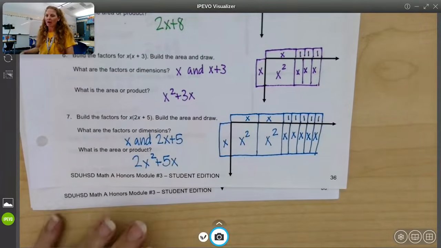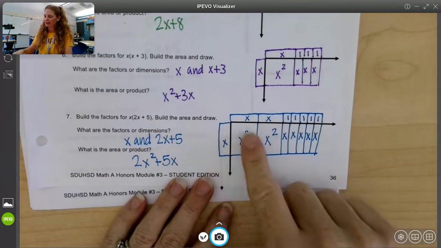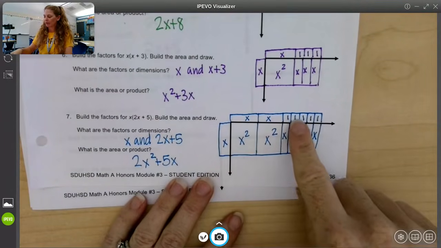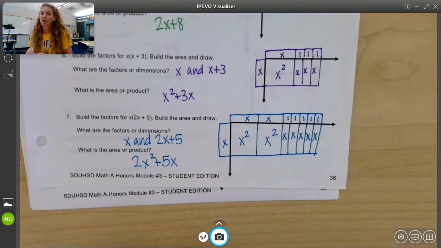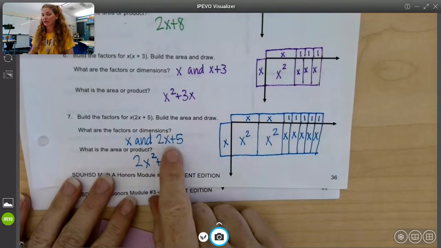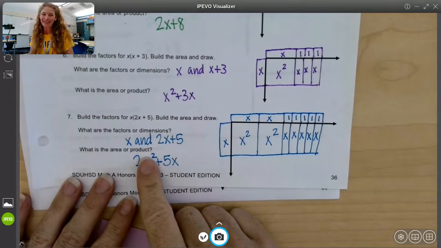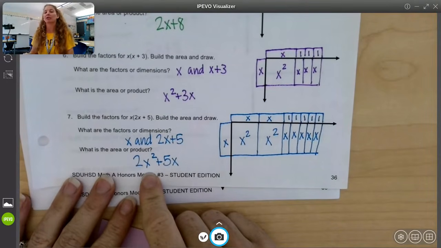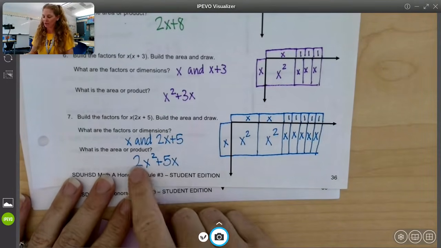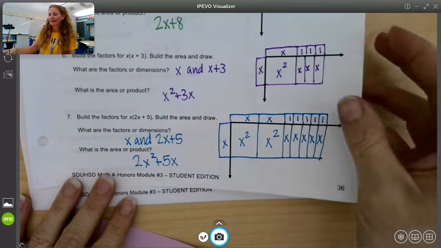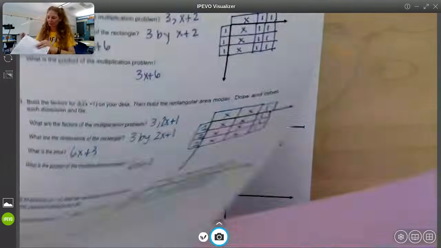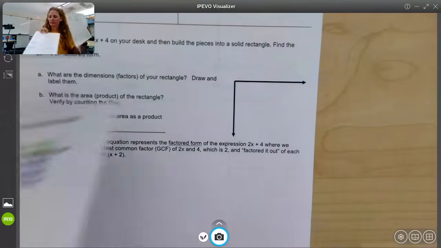And the last one, your model should look like this, x, and then x, and 1, 1, 1, 1, 1. Please make sure you are labeling your tiles for array models. Very important. Our factors or our dimensions are x and 2x plus 5. And then our area or our product is 2x squared plus 5x because you have 2 x squares. Nice. Let's keep going.